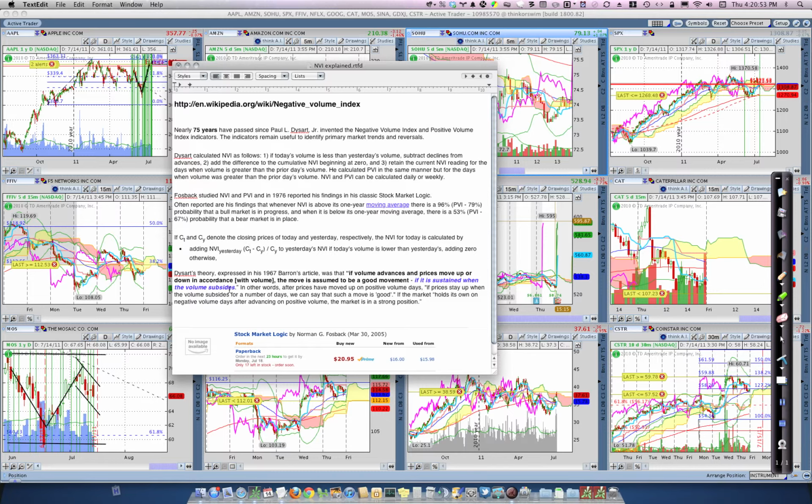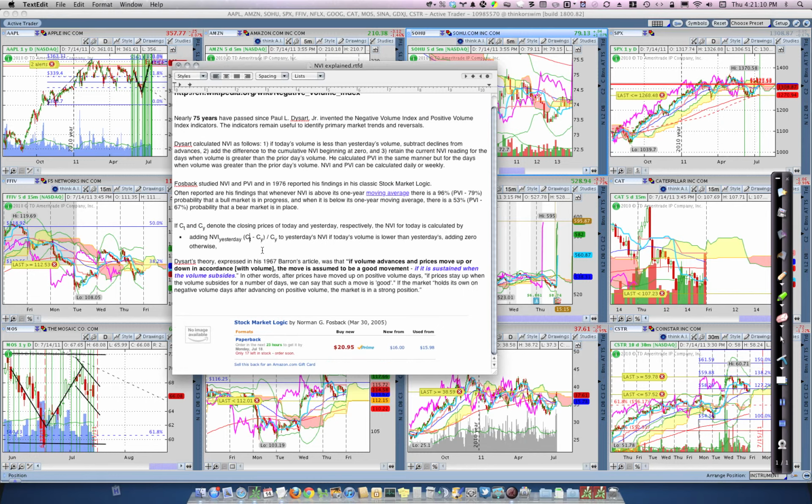And what the negative volume index is all about is studying price movements on periods when the volume is lower than the preceding period, whether it's a day or a week, hour, 30 minutes, 4 hours.